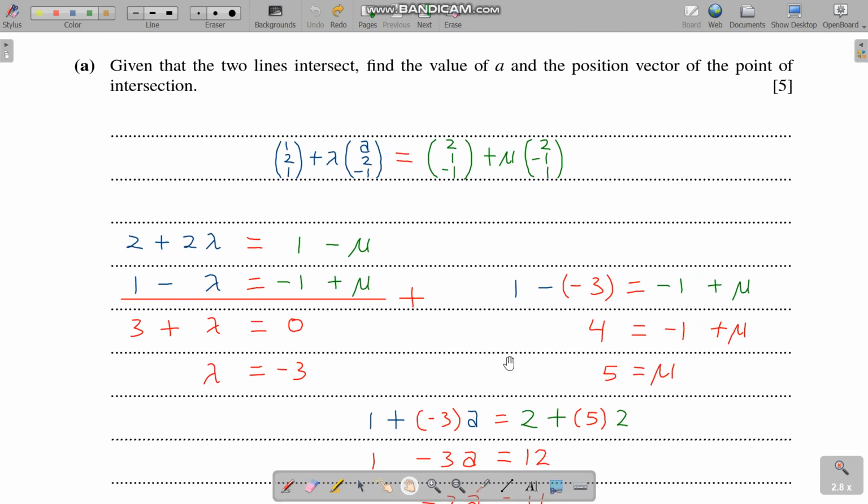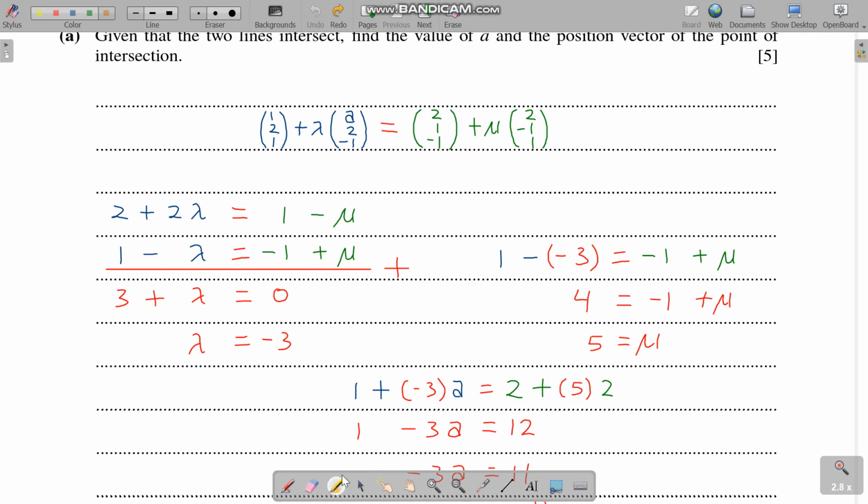So since they intersect, at the point of intersection, the point satisfies both equations, so we just equate them and analyze each component. For the x component, actually we are not using the first x component because we have a here. Okay, so we're going to need to use the y: 2 plus 2 lambda equals 1 minus mu, and the z component: 1 minus lambda equals minus 1 plus mu. Okay, so we use the y and the z component, we can find the lambda and mu. After we find lambda and mu, then we can find a.